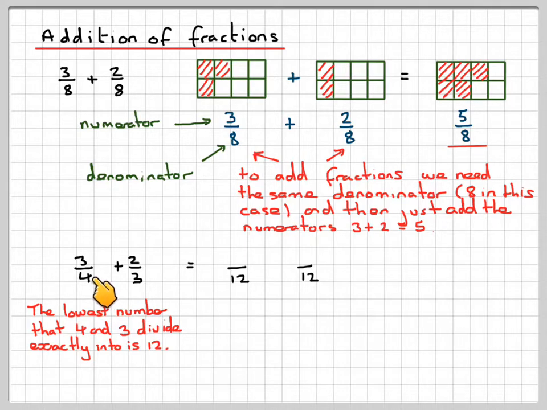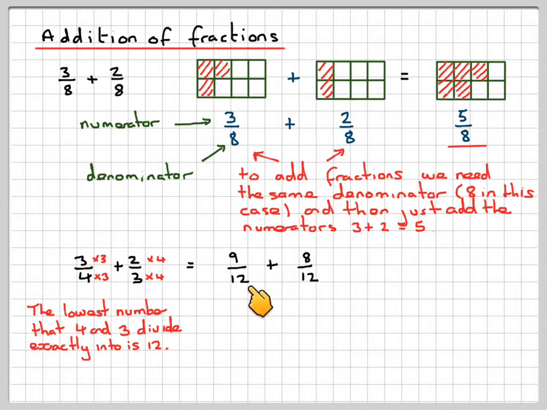Now, to make 4 into 12, I've multiplied it by 3. If I've done it to the bottom number, which we call the denominator, I must do it to the top number. So 3 times 3 will make 9. Here, this 3, in order to make it a 12, I've had to multiply it by 4. So I must also do it to the top number in order to keep the balance. So I get 2 times 4, which is 8.